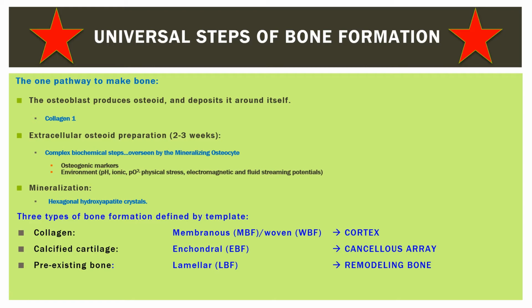Bone is not made in a vacuum, but rather requires a surface area for deposition, a three-dimensional template, which in man can be collagen 1, leading to membranous or woven bone, calcified cartilage, leading to enchondral bone, or pre-existing bone, either woven or enchondral, leading to lamellar bone. The template thus determines the initial bone tissue that has been created in the embryo. Woven, leading to the first cortex of all bones, and enchondral, leading to the initial cancellous trabecular array. All bone then remodels via lamellar bone formation.